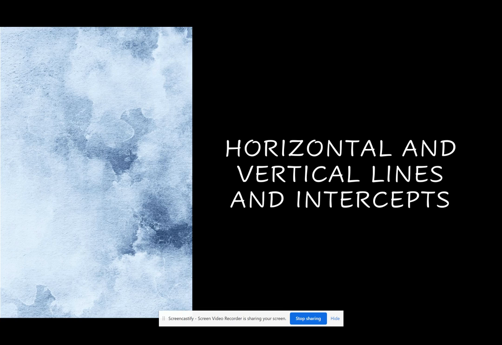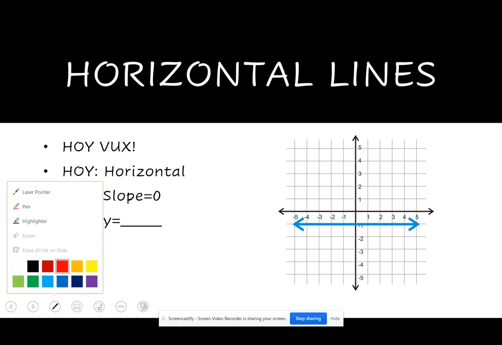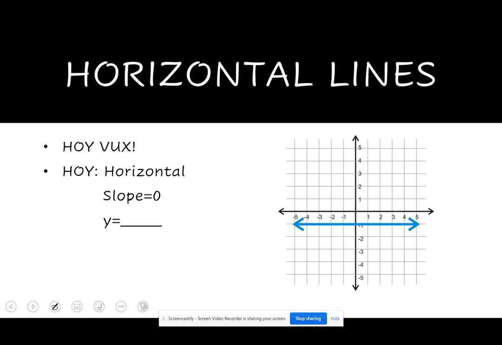So today we're going to look at graphing horizontal and vertical lines, and we're going to look at our last way of graphing, which is by finding the x and y intercepts. So when we're graphing horizontal and vertical lines, we're going to think of the acronym HOI-VUX, which might sound weird.